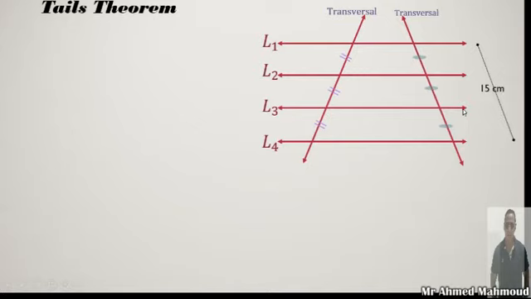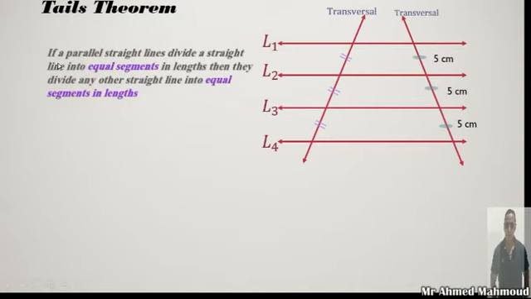Again, if the distance between the straight lines equals 15 centimeters, we divide 15 by 3 because we have 3 equal segments of 5 centimeters each. We can write the theorem like this: if parallel straight lines divide a straight line into equal segments in length, then they divide any other straight line into equal segments. Again, if parallel straight lines like this, line 1, 2, 3, and 4, divide this straight line into equal segments, then they divide any other straight line like this one into equal segments. This is the first rule.